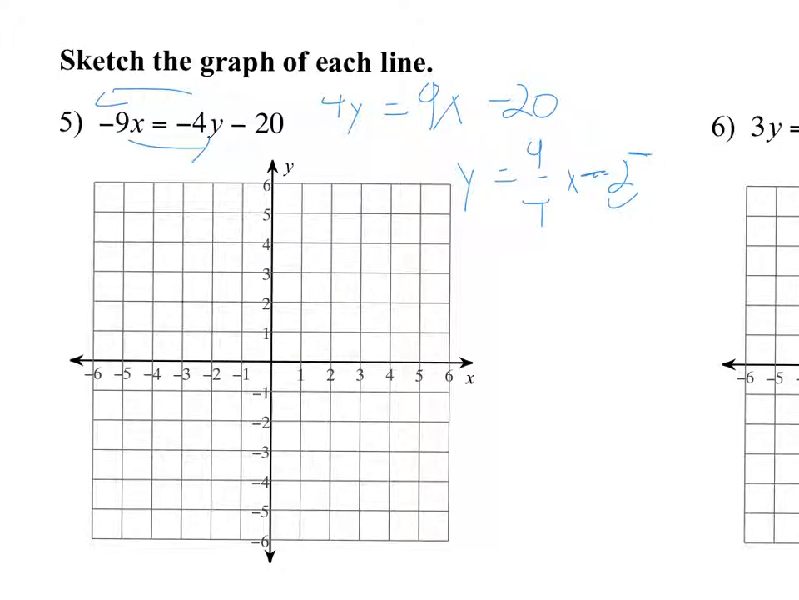I was about to write minus 20 again. So minus 5, and we're going up 9. 1, 2, 3, 4, 5, 6, 7, 8, 9. And 4 to the right. 1, 2, 3, 4.